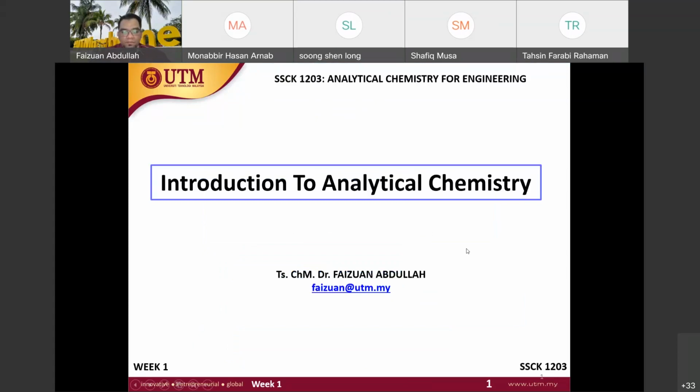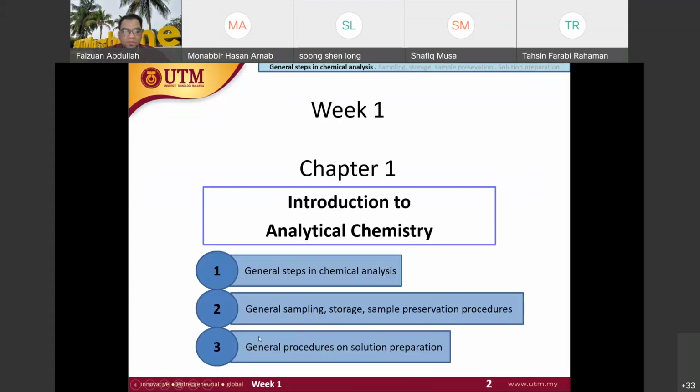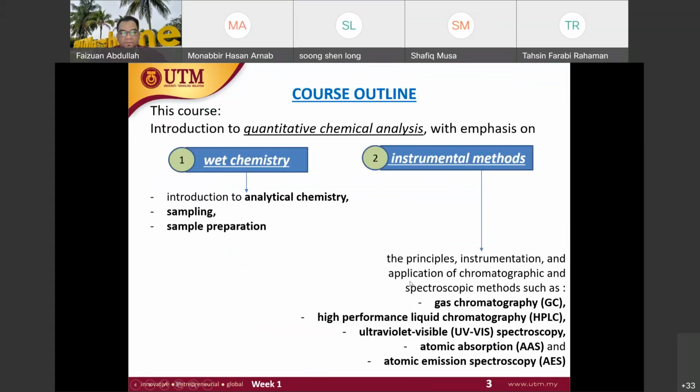All right, we will learn about the general steps in chemical analysis, general sampling, storage, sample preservation procedures, and then the general procedures on solution preparation. All right, the course outline. Introduction to quantitative chemical analysis with emphasis on wet chemistry. Introduction to analytical chemistry, sampling, sample preparation. For sample preparation, normally we call it sample prep, the nickname of sample preparation.